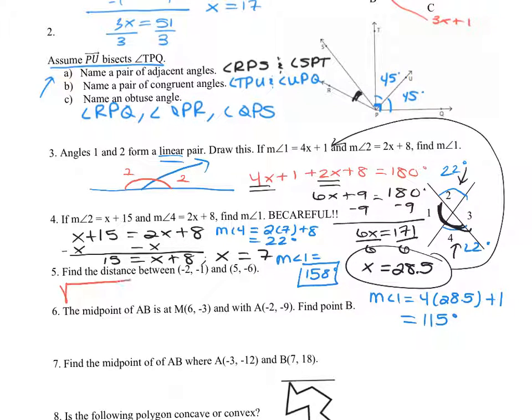So I'm going to take the square root. And then remember, it's x2 minus x1 or y2 minus y1. It doesn't matter which order because you're going to square it. So whatever negatives you have, it doesn't matter because any negative squared is going to be positive. So I'm just going to start with my x's. You can start with your y's if you want. And I'm going to do negative 2 minus 5 quantity squared plus negative 1 minus negative 6 quantity squared.